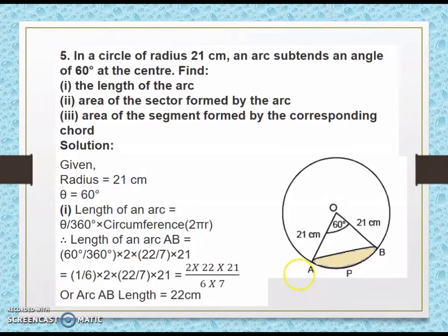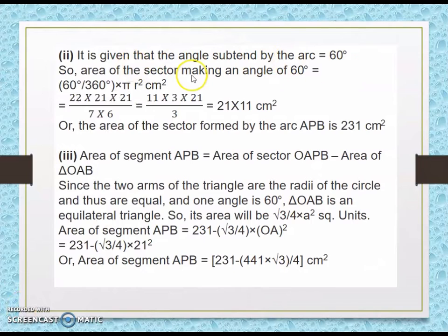So length of the arc will be theta by 360 into 2 pi r. That formula you will use. Theta is 60 and radius is 21. So theta by 360 into 2 pi r, after calculating you will get the answer as 22 centimeter. To find area of the sector also, you have got a direct formula theta by 360 into pi r square. Theta is given 60 degree and r is also given to you. So substituting all the values in this, you will get area of the sector will be 231 centimeter square.